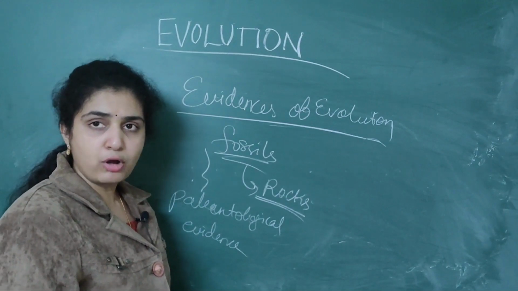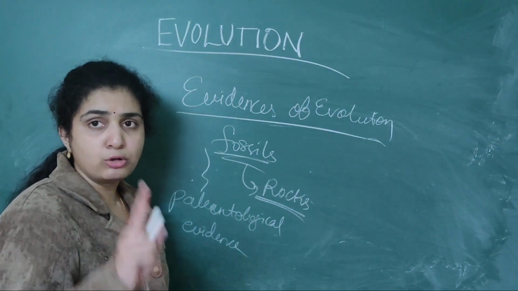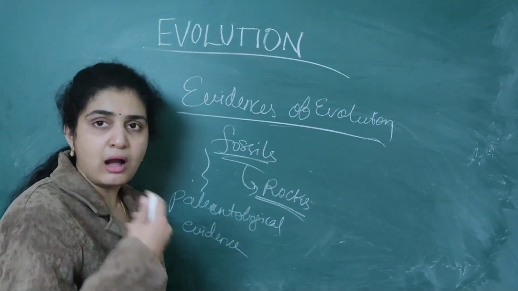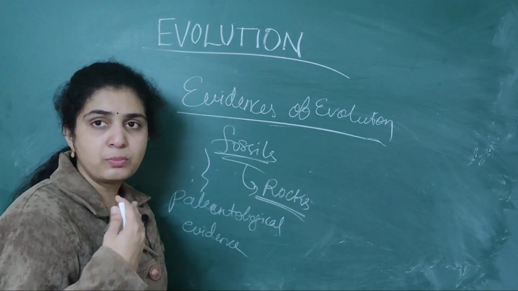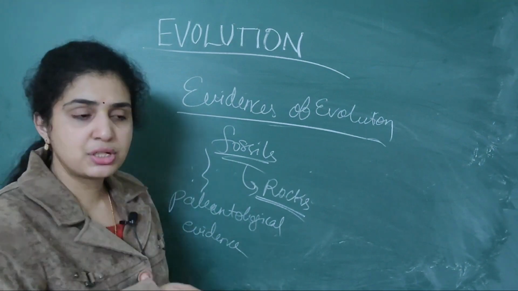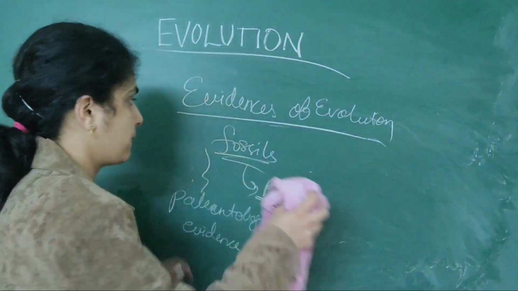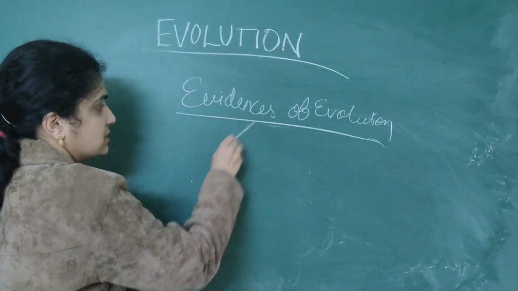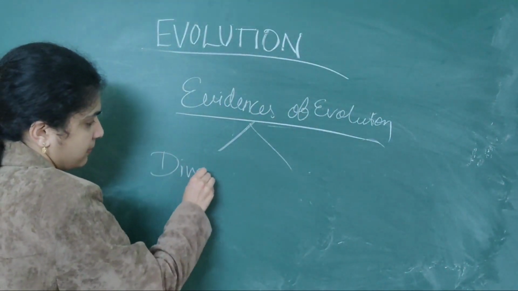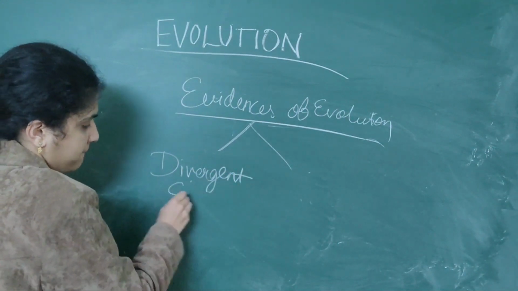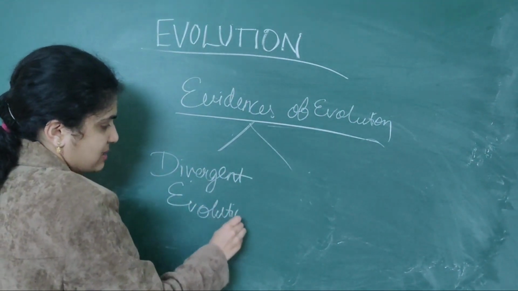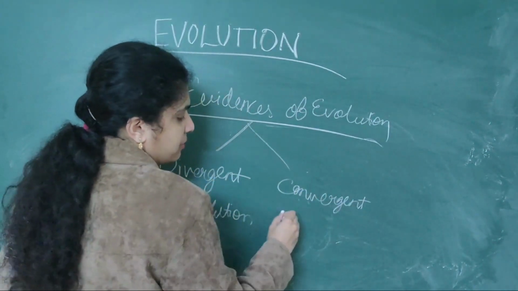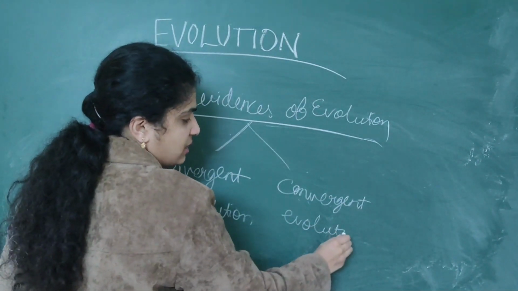Then another important point that you should remember is that there are two types of evolution. Once the natural selection theory was given, it came into play through two processes, which are called divergent evolution as well as convergent evolution. First, we will talk about divergent evolution.